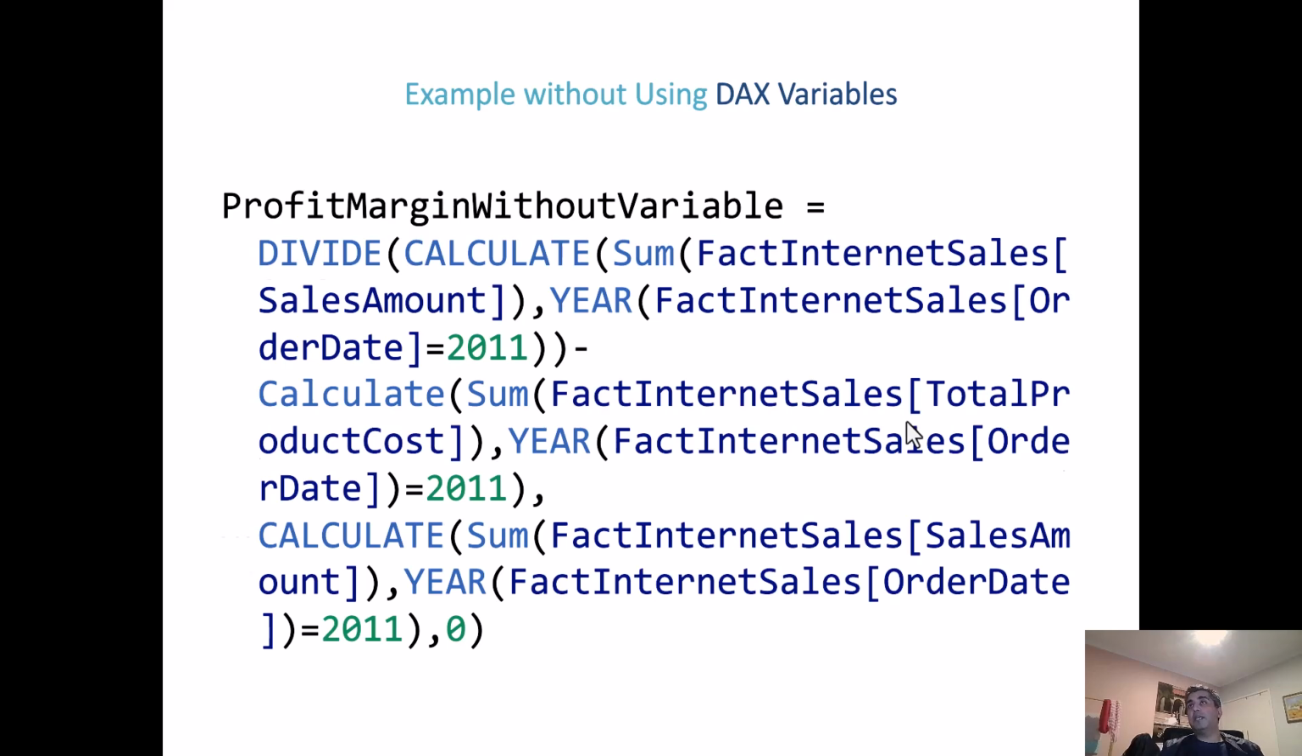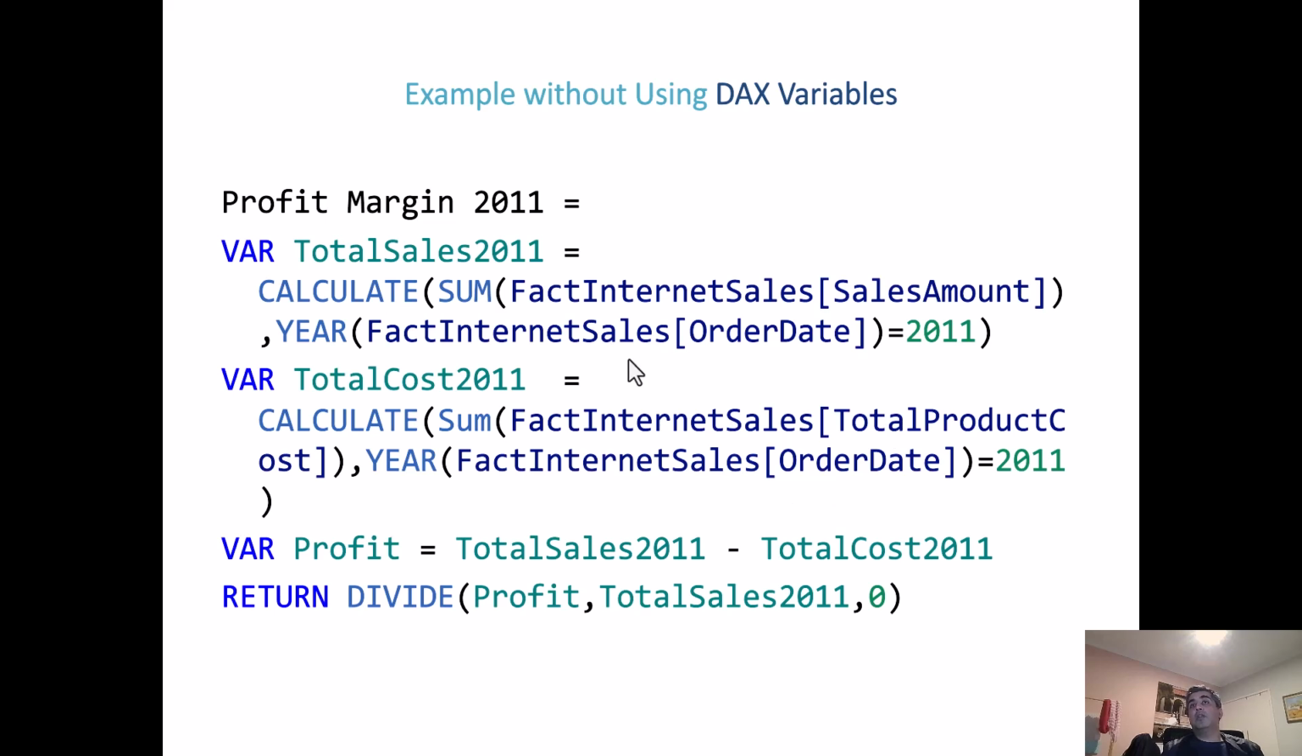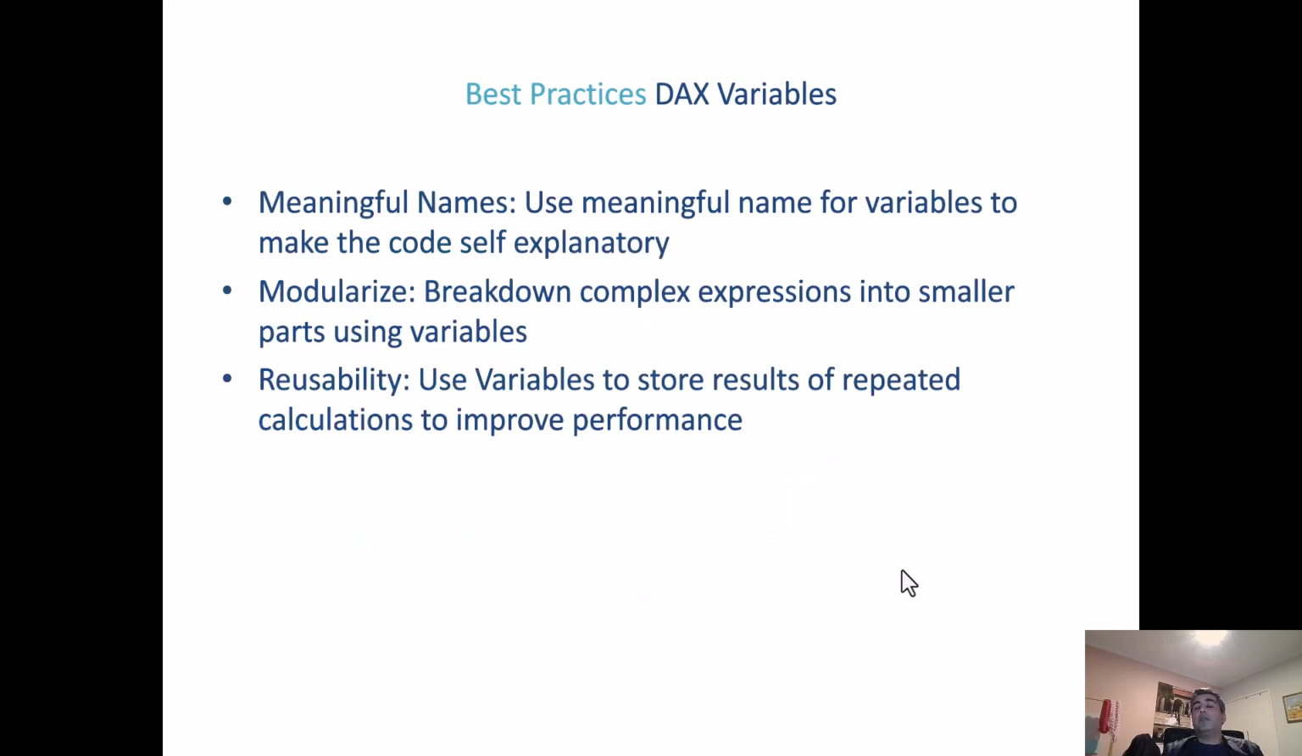Now let's move on to the next one. This one looks a lot simpler. I've created a variable for total sales 2011, total cost 2011, and then a variable for profit. You can see it becomes really easy, and then I'm just returning a divide, profit divided by total sales, and you return 0 in case it doesn't give you a value. So it's pretty straightforward, and you can see it's easier to maintain.